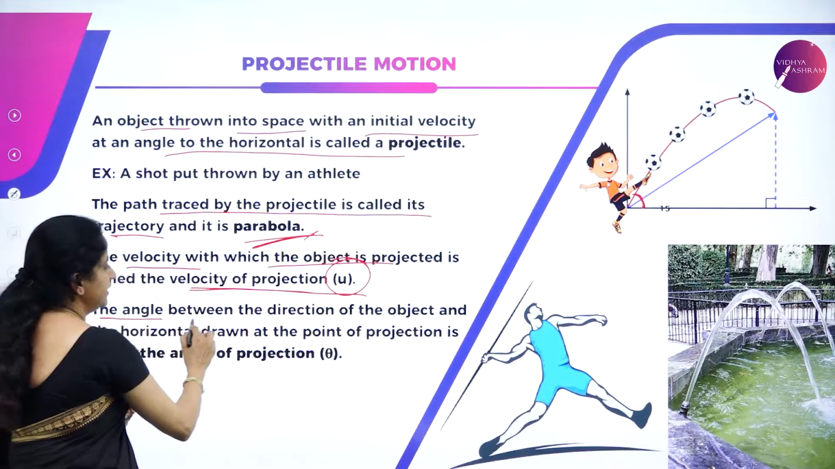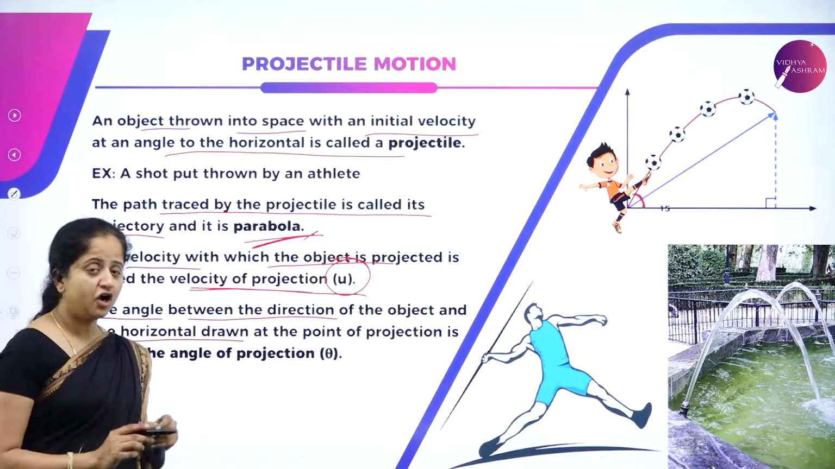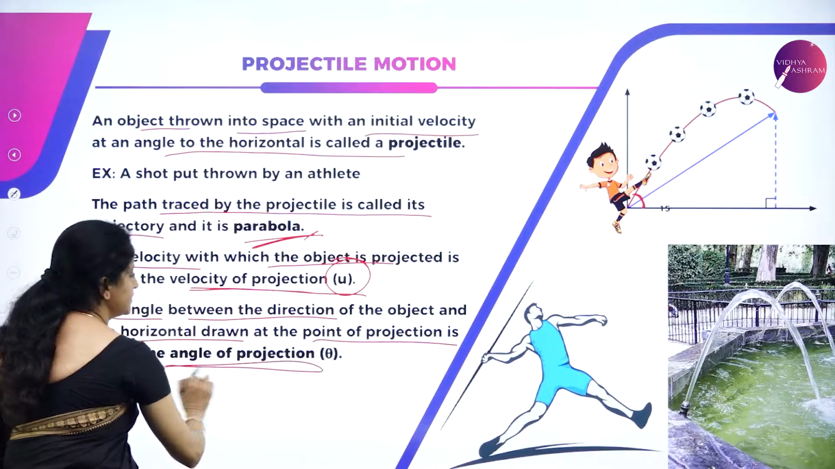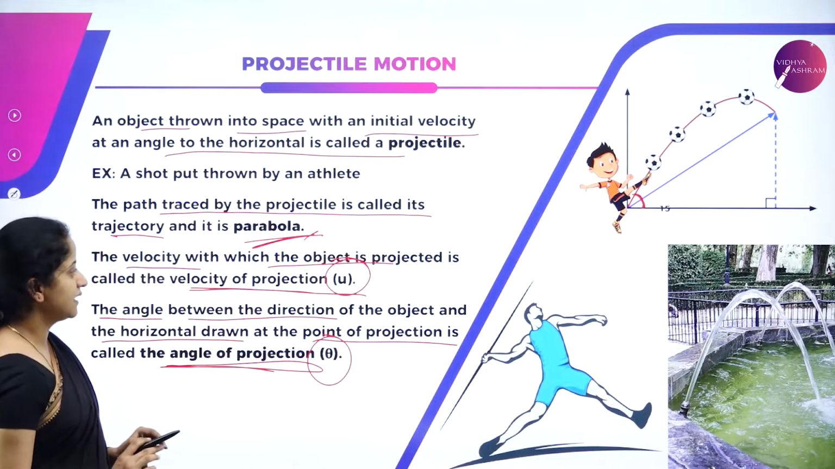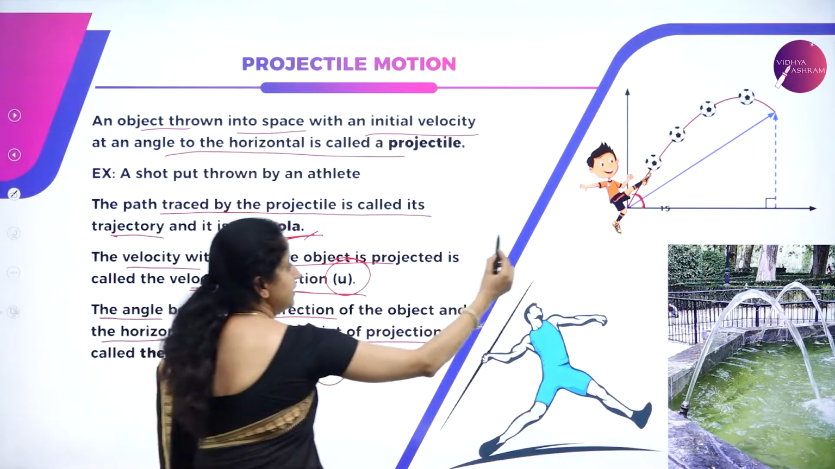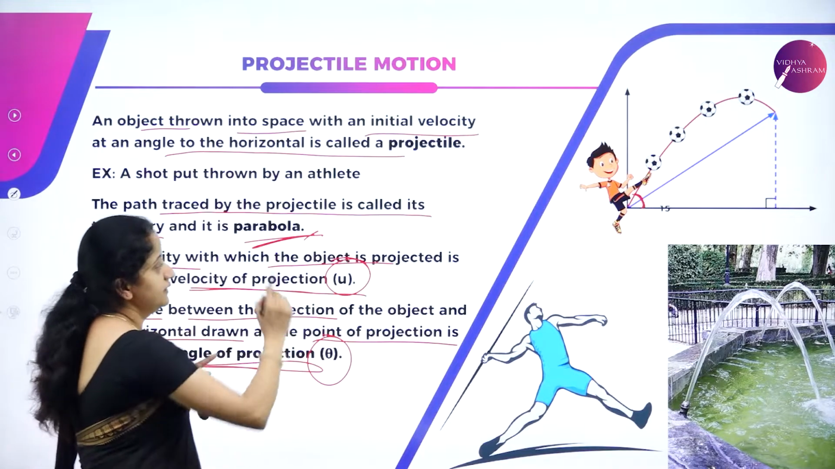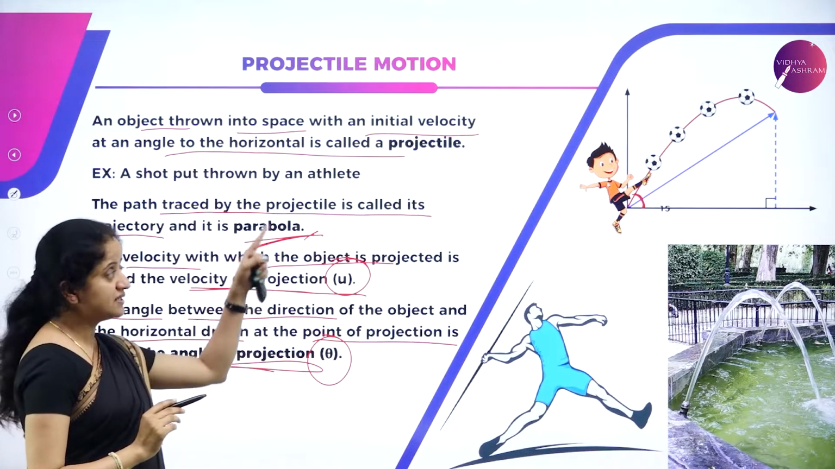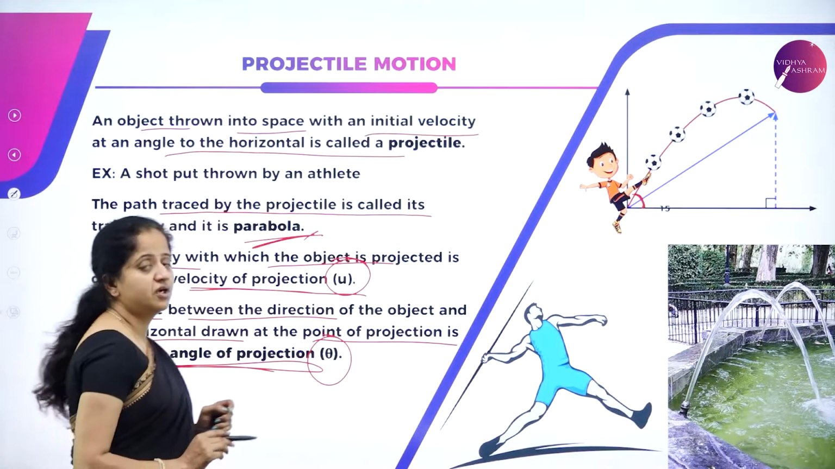So these are the terminologies or the terms which are related to projectile motion. The angle between the direction of the object and the horizontal drawn at the point of projection is called the angle of projection. It is denoted by theta. So what is this angle of projection? The angle between the direction of the object which is projected and the horizontal drawn at the point of projection. So it makes an angle theta, and that angle is called the angle of projection.